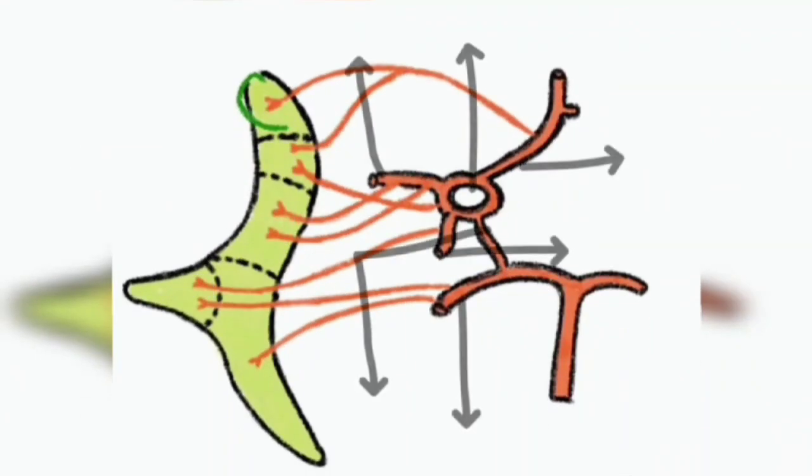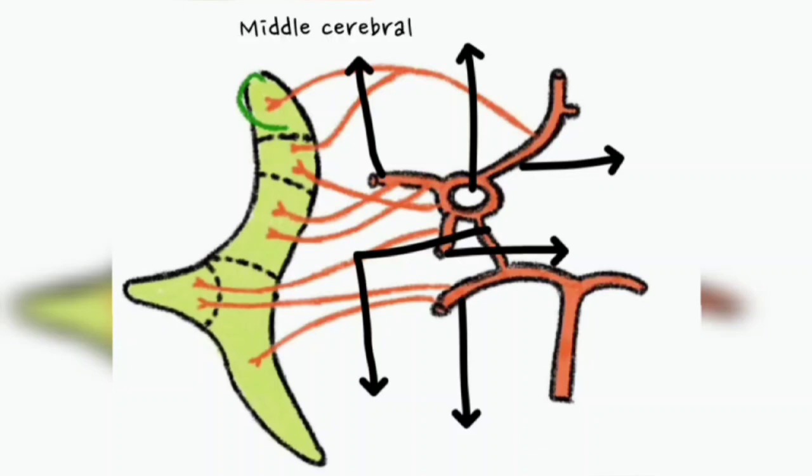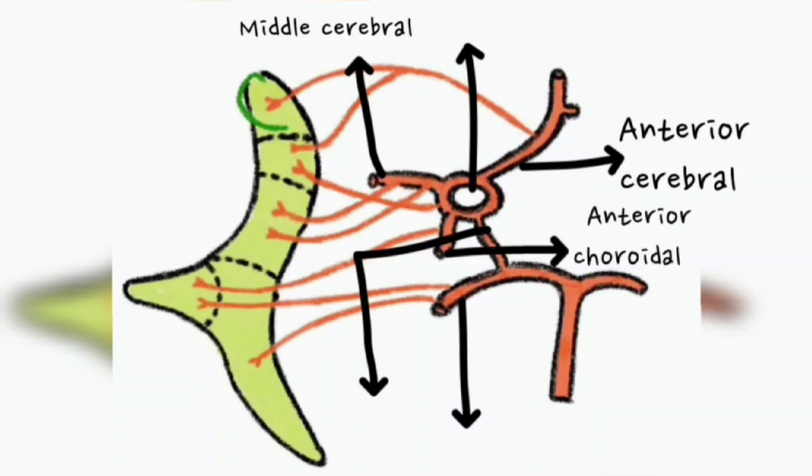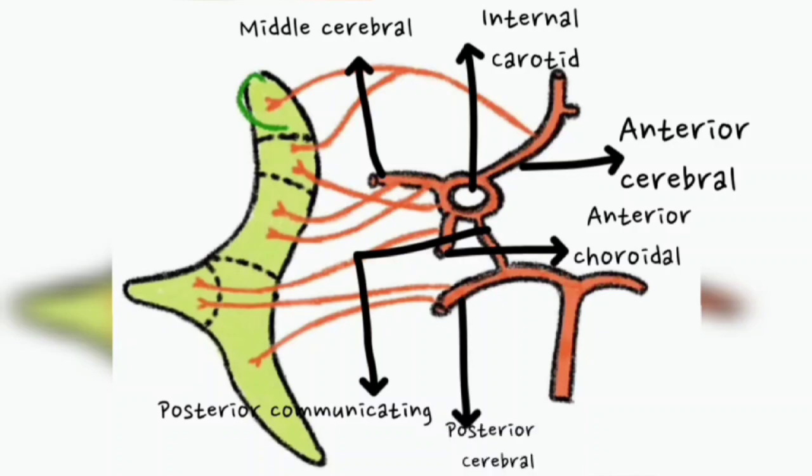Now, the arterial supply of the internal capsule. The internal capsule is supplied by a large number of arteries. They include the medial and lateral striate branches of the middle cerebral artery, the striate branches of the anterior cerebral artery, the central branches of the anterior choroidal artery, some direct branches from the internal carotid artery, central branches of the posterior communicating artery, and the posterolateral central branches of the posterior cerebral artery.